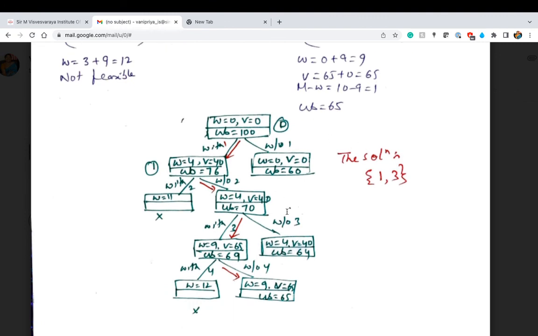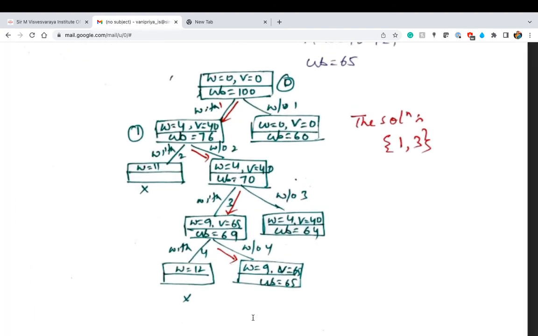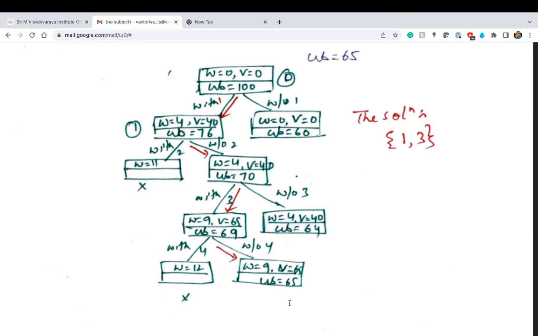Then if we expand, after expanding that, what will you be getting here? So this will be UB is equal to 65 because this is not feasible and we have already exhausted all the items. So now we have to stop it. Now, how do you know that this will be the solution? I mean, here 60, 64 and 65, right? So this is the maximum. So how do we find what are the items we have chosen? We have to follow this path, right?